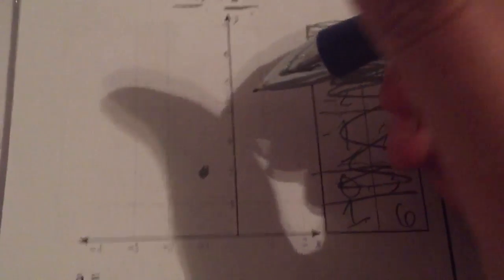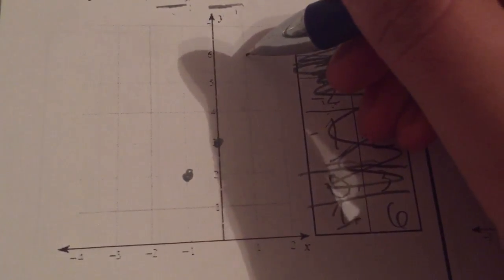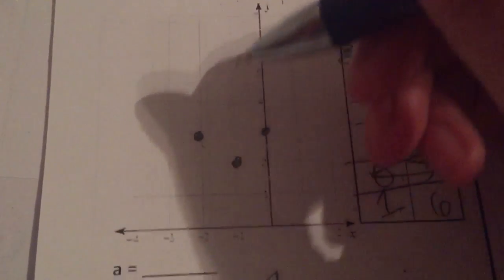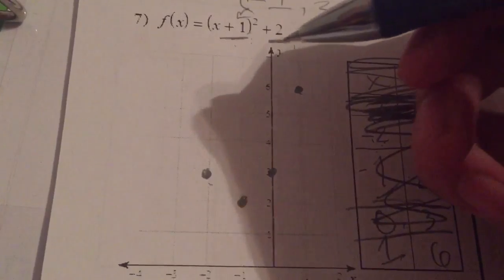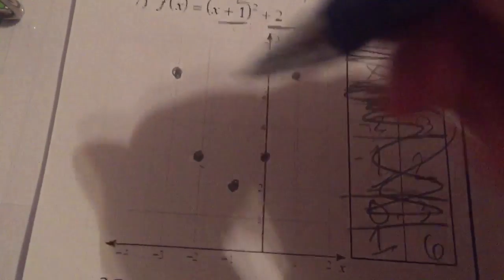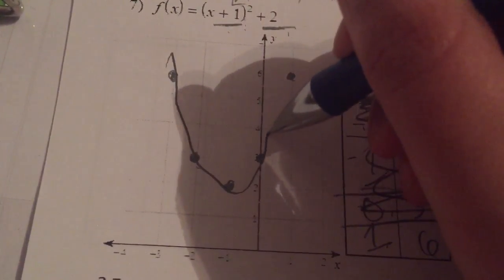So once you plot that all out, what you have is 0, 3, and 1, 6. And then you have -2, 3, and -3, 6. So that's right here. Yeah. And then you connect those. It's a really bad line, I know.